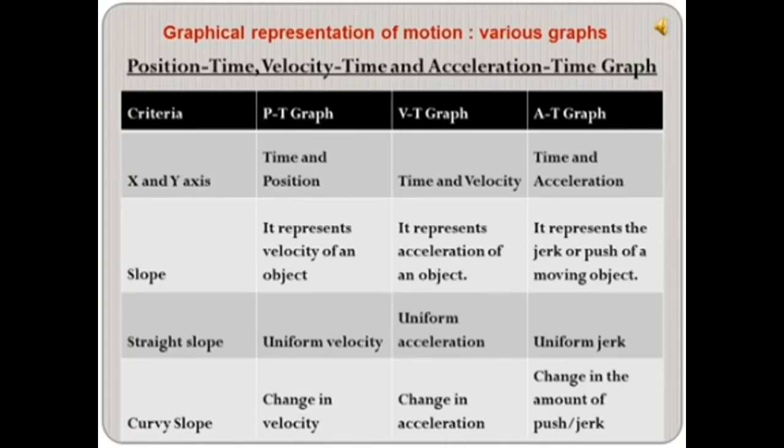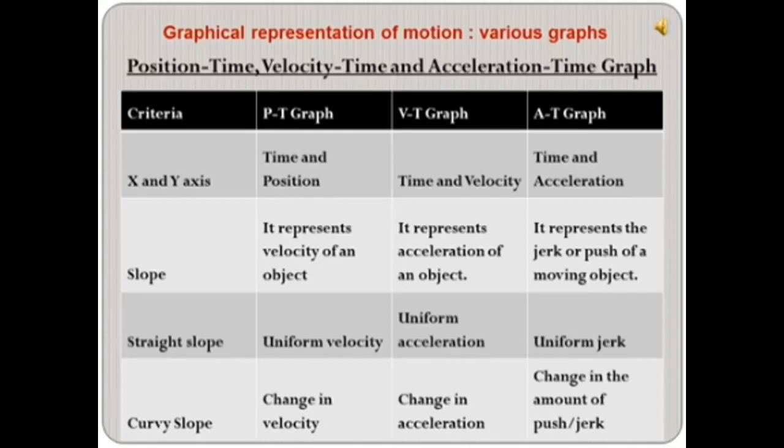Second criteria is slope. For position time graph, it represents velocity of an object. For velocity time graph, it represents acceleration of an object, and for acceleration time graph, it represents the jerk or push of a moving body. Third criteria is straight slope. For position time graph, it represents uniform velocity. For velocity time graph, it represents uniform acceleration, and for acceleration time graph, it represents uniform jerk.